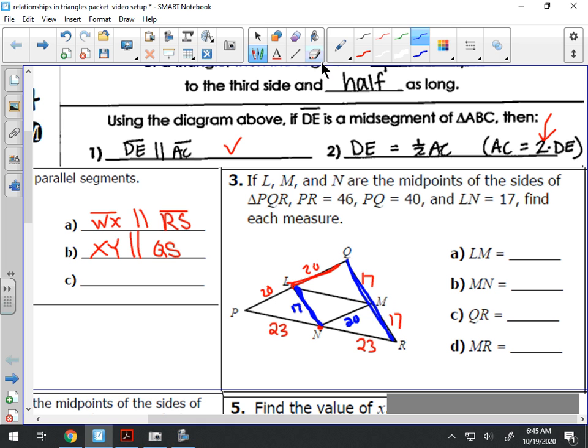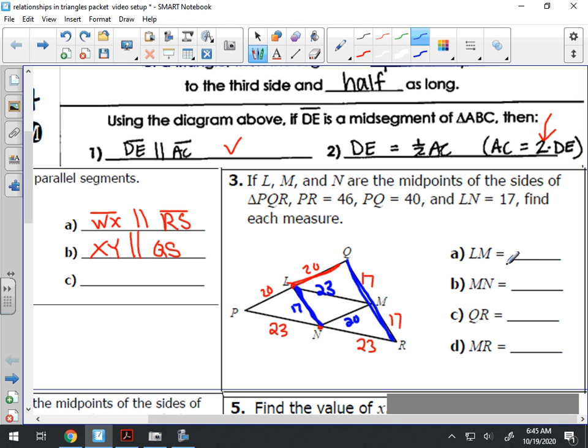And I'm also going to do that with the 23. So here is the 23. Put it through there, keep it parallel, bam, there's my parallel line. That piece is 23. And that's how you can find the lengths of these things.